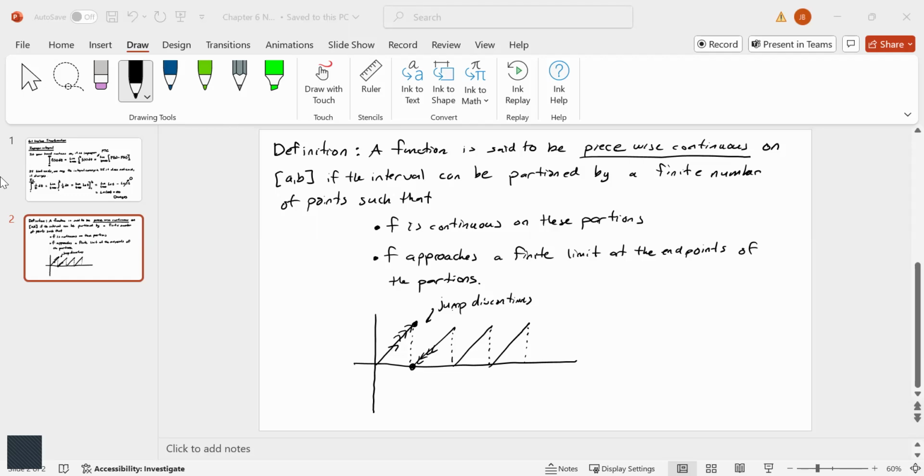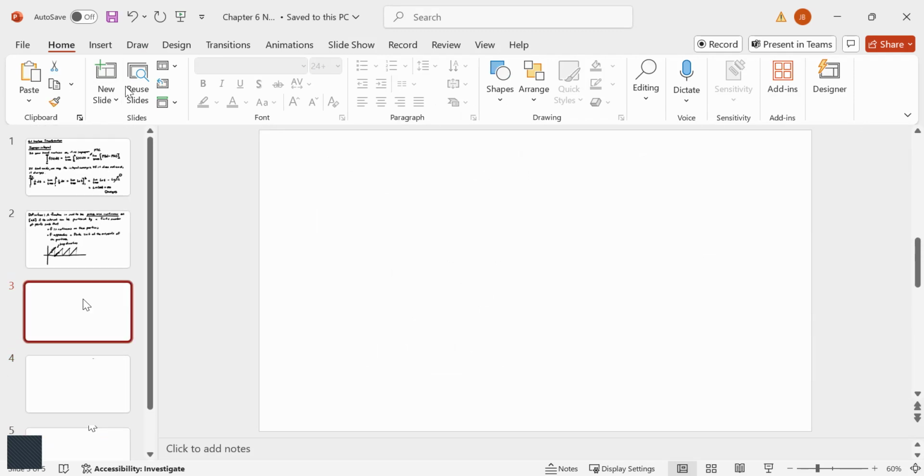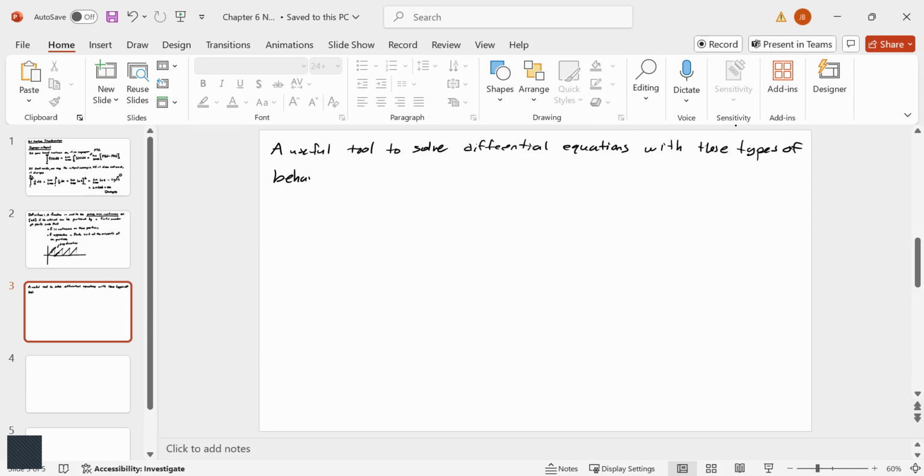So now we're going to get into what the Laplace transformation is and where it comes from, essentially. So, a useful tool to solve differential equations with these types of behavior is called the integral transform.